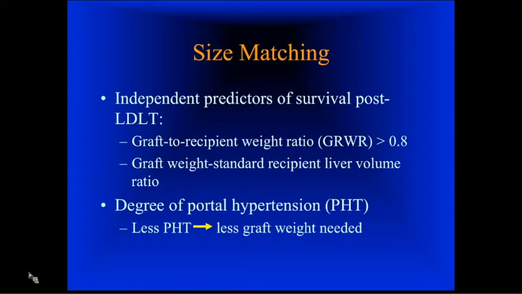So for the graft weight of the potential donor to the recipient, this ratio has to be greater than 0.8. We're also looking at the donor graft weight and the standard recipient liver volume ratio. Again, the degree of portal hypertension comes into play because with less portal hypertension, less graft weight needs to be given to the recipient.